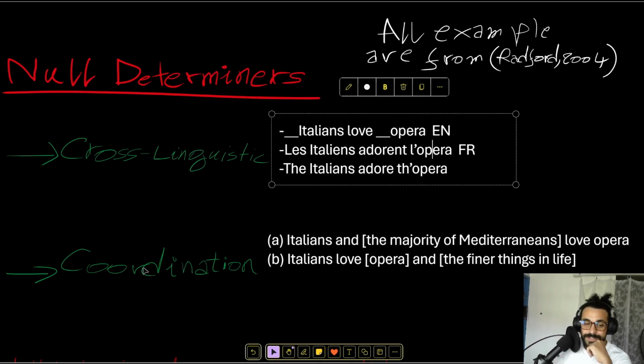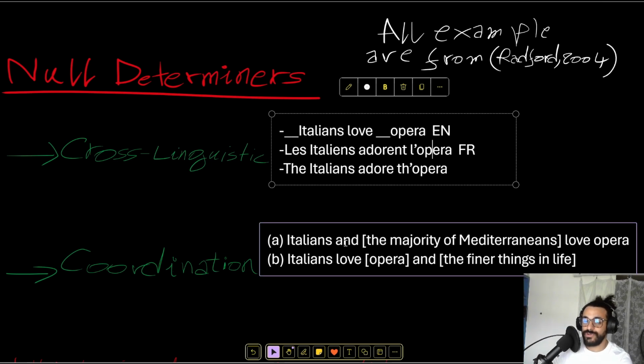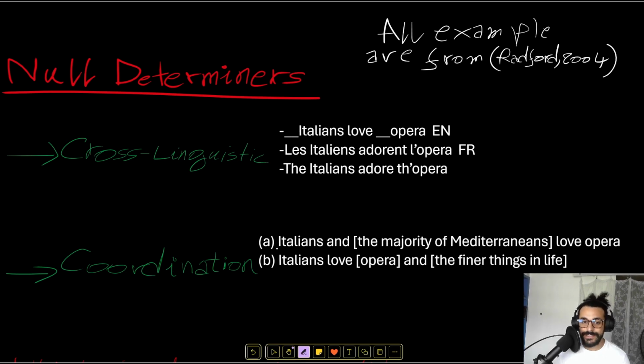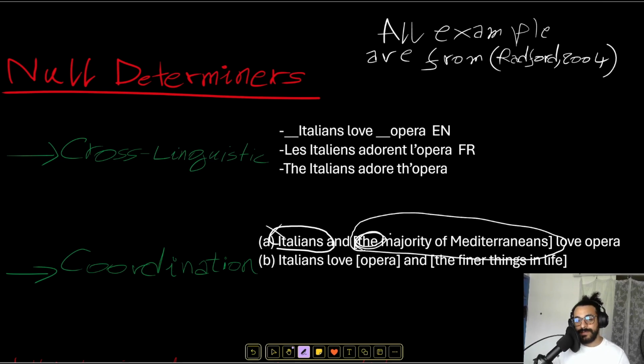The second piece of evidence is coordination, and we have talked about coordination. We've used it quite a lot throughout this coverage of null constituents. We have established that in order for two structures to be coordinated, they have to be the same. Now, let's look at the first sentence. Italians and the majority of Mediterraneans. So we have this sentence here, which is coordinated with the second part, the majority of Mediterraneans. And in the second part here, we have a determiner. And in the first part of the coordination, we don't have a determiner. But the meaning is still the same.